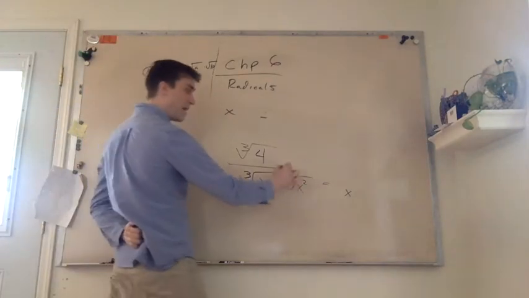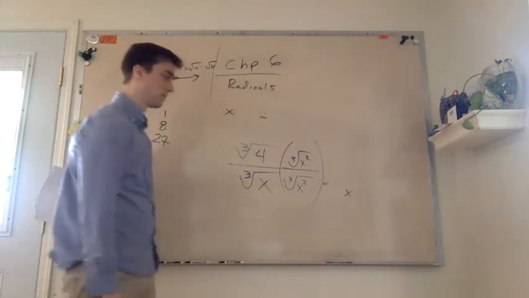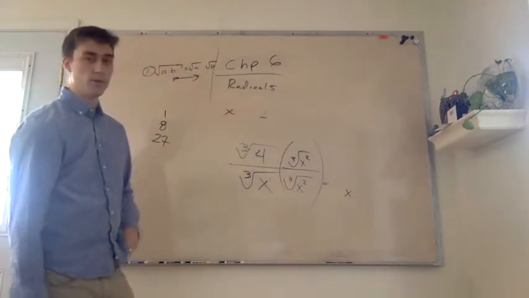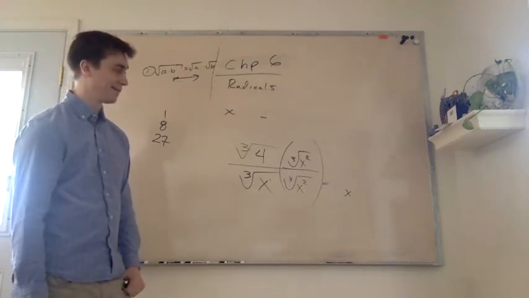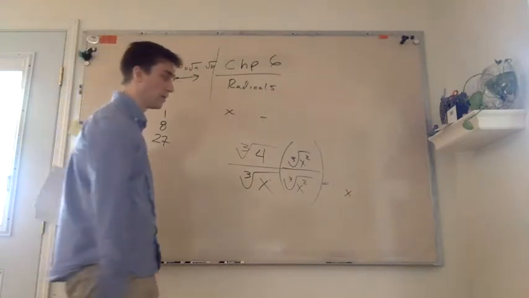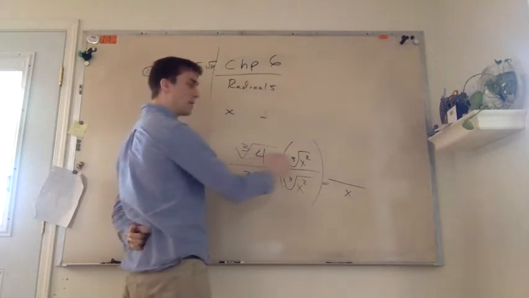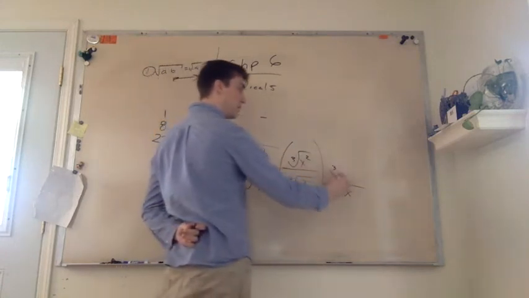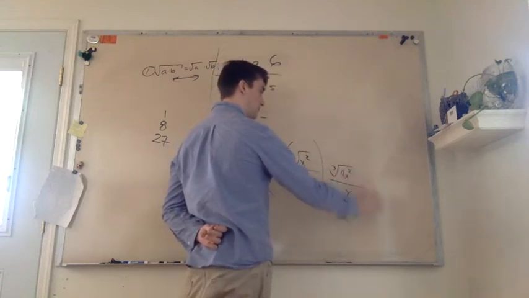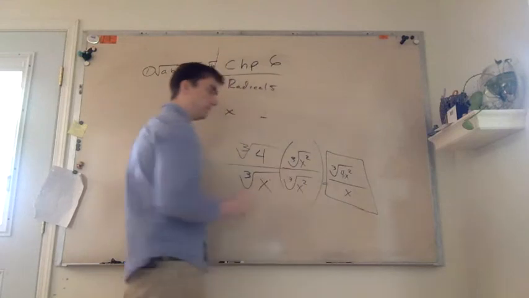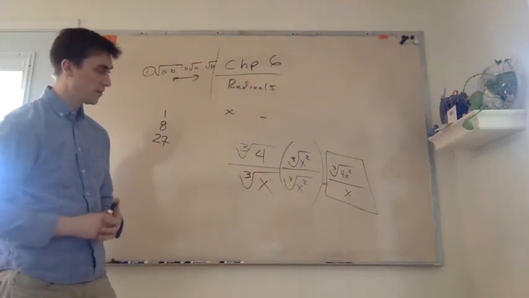The fact that I did that on the bottom means you have to do it on the top. Whenever you do something to a fraction, you have to do the exact same thing to the top and bottom, whatever you're doing. So this becomes x, which is exactly why I did that. Cube root of 4 times cube root of x squared is cube root of 4x squared. There you go. So that's how it goes.